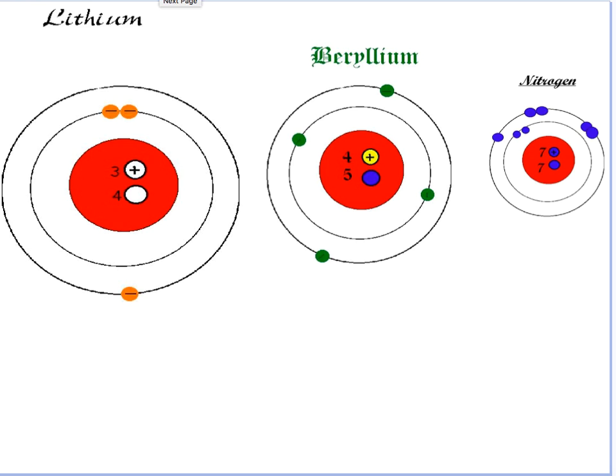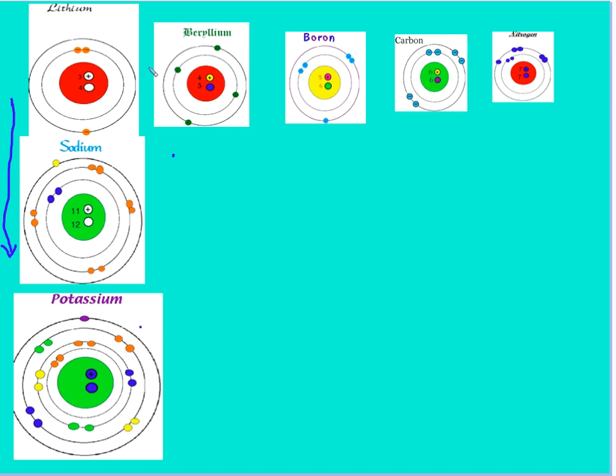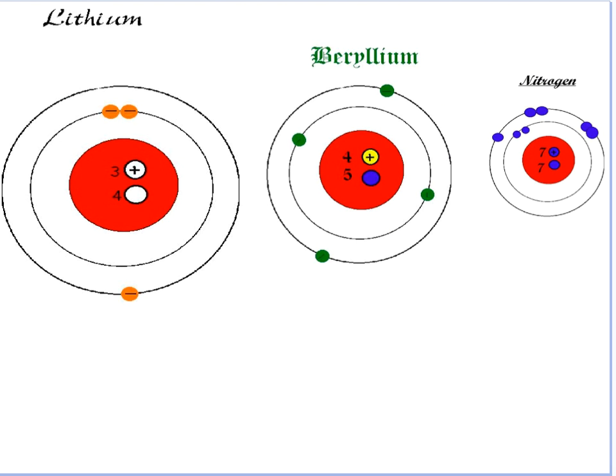Now, let's look at a period trend. A period trend is going across. So here I'm going to go across with lithium, beryllium, and boron. We're going to try to explain why the radius shrinks as you go across. All right? So let's compare lithium, beryllium, and nitrogen. Lithium has 3 protons, beryllium has 4, nitrogen has 7. As you go across, the radius gets smaller.